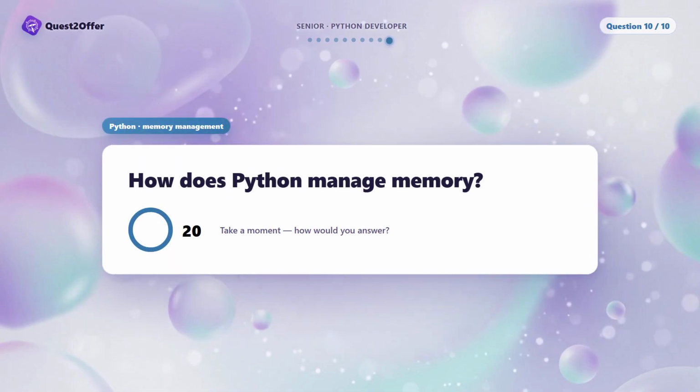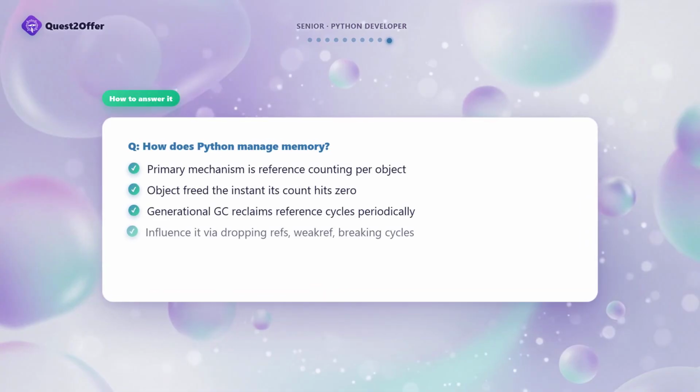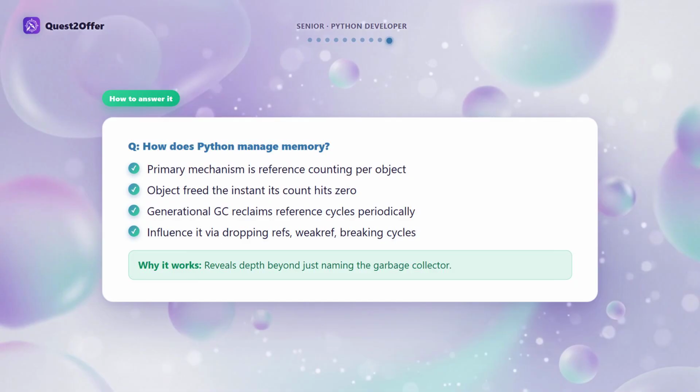How does Python manage memory? Python's primary mechanism is reference counting. Each object tracks how many references point to it, and it's freed the instant that count hits 0. Reference counting alone can't reclaim reference cycles, so a generational garbage collector runs periodically to find and collect those.